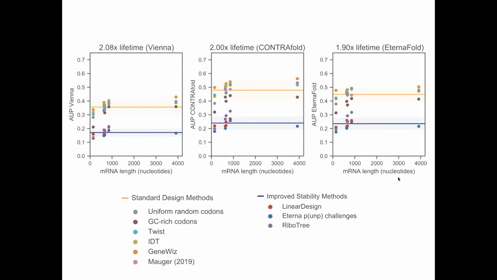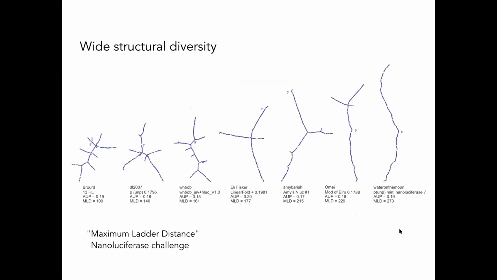But a question then, so if linear design, or ribotree, is also able to achieve these low AUP values, then why do we need Eterna players? Why do we need more methods than just an algorithm to run? And so maybe it is true that we can run an algorithm to get low AUP values. But something that Eterna players were able to do, which totally was not asked for in the p-unpaired challenges, is they came up with a huge variety of structures to achieve that all had low AUP values.